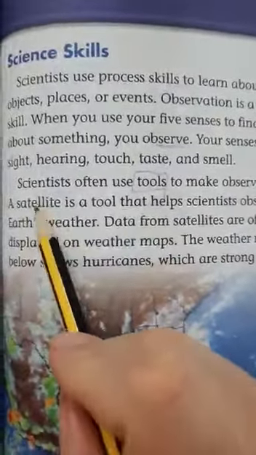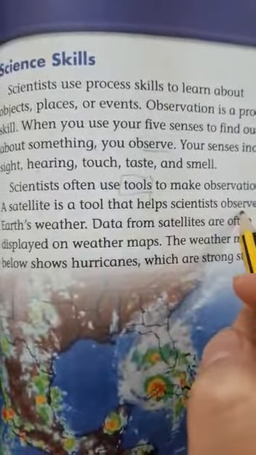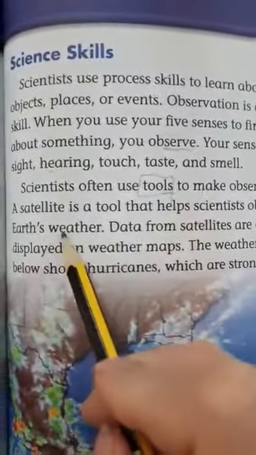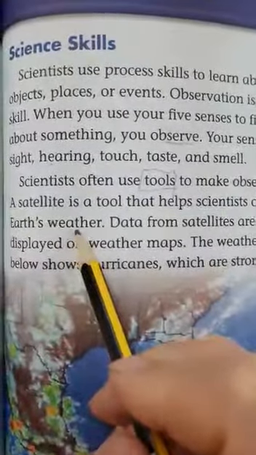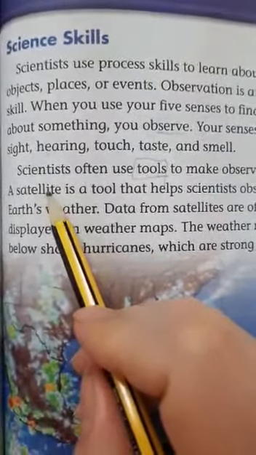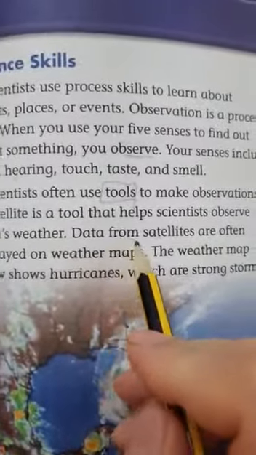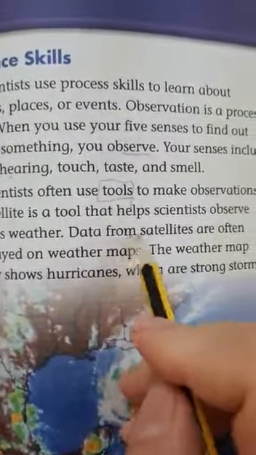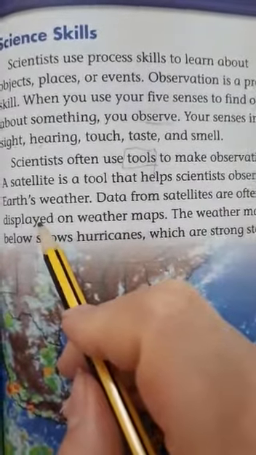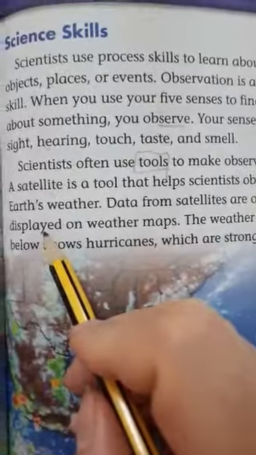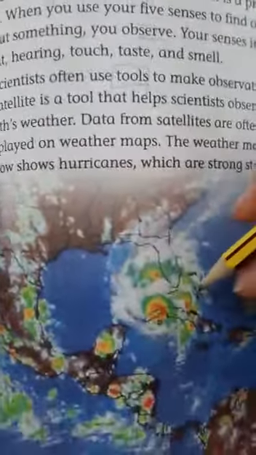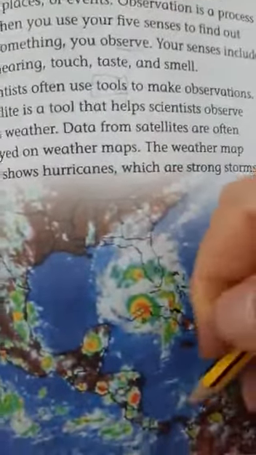See? By satellite, the scientist can observe, can check, can take notes, any data about Earth's weather. What will the weather be, for example, tomorrow? So from where will we know that? From satellite. The data, which means information, from satellites is often displayed. What will happen to this data? It will be shown, put where? On weather maps. Here, this is a weather map, as you can see.